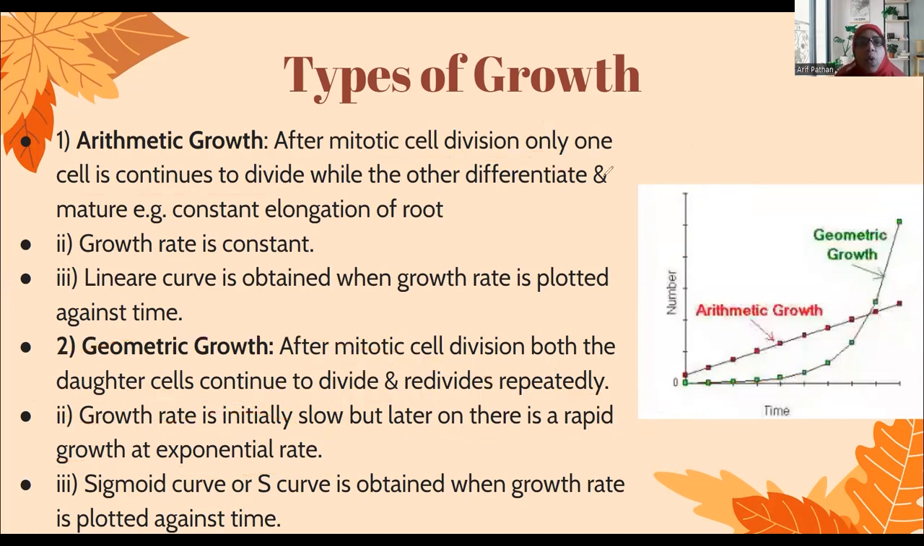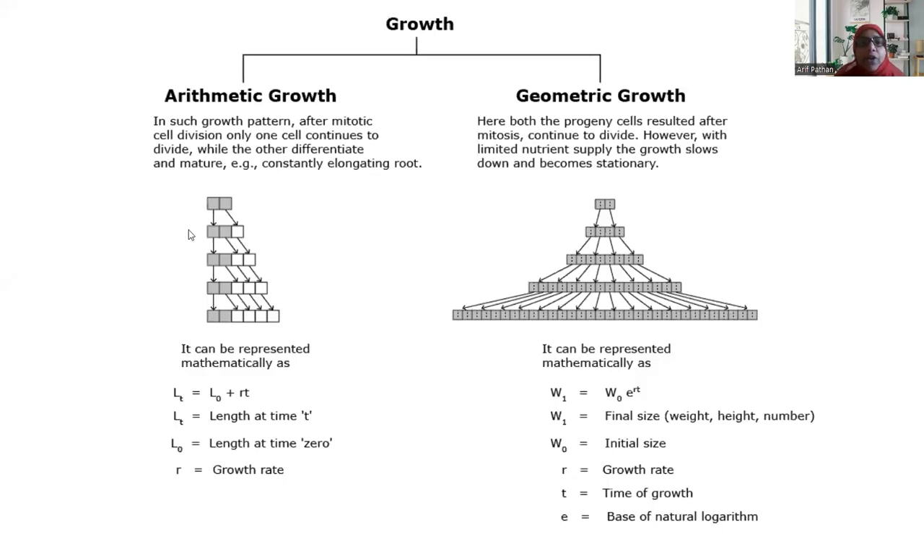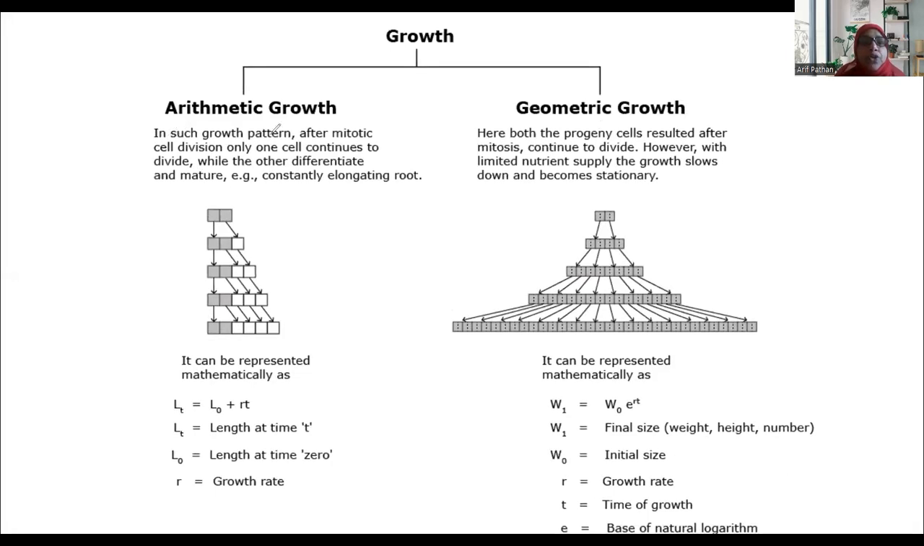So this is what arithmetic and geometric growth is. If you look at this pattern, this illustration over here is more understandable. In arithmetic growth, only one cell continues to divide, and the rest undergo maturation and differentiation. As you see over here, this is how the pattern will look. This gray cell divides, the others go for maturation and elongation, and only one cell further undergoes division.